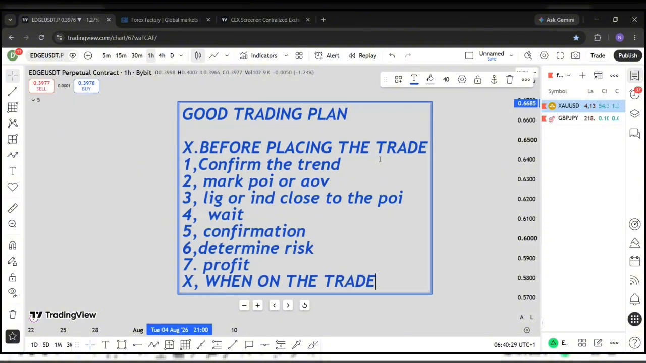There are also things we look at, like how is the market, how the market is moving to your zone. Sorry, this one is part of what you do before placing the trade. When you are on the trade already, what do you do? The major thing you do is you wait.